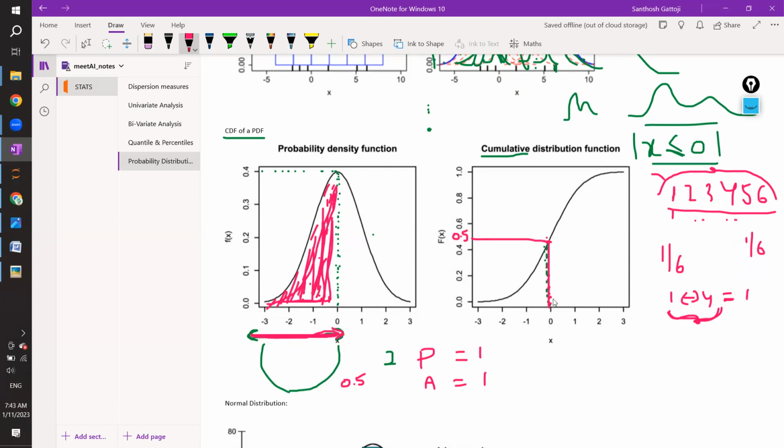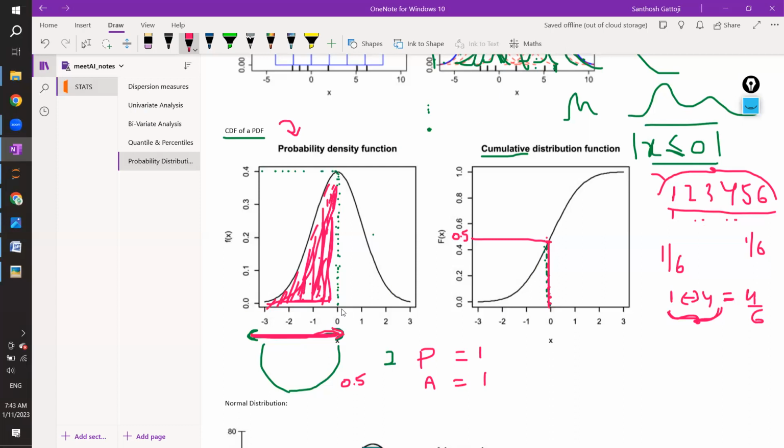Just like how this 1, 2, 3, 4 means 4 times 1/6, which is 4/6. So 4/6 is the probability that you are going to find a value between 1 to 4 when you are rolling a dice. 4/6 is the probability to find your discrete random variable between 1 to 4. Similarly here, the area is the probability that you will find your continuous random variable between this range. I hope it's clear now.